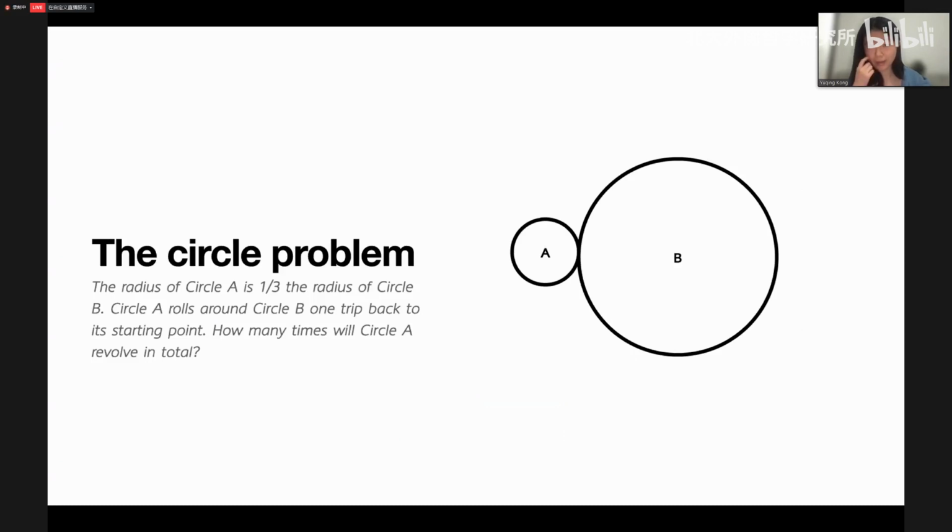So let me start by asking the audience a question. We have two circles, a smaller one and a larger one. The radius of the smaller one is 1/3 of the radius of the larger one. And the smaller one rolls around the large one until it gets back to its starting point. How many times does the smaller one revolve in total?